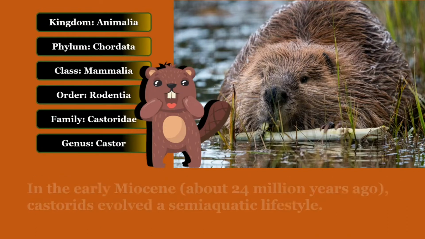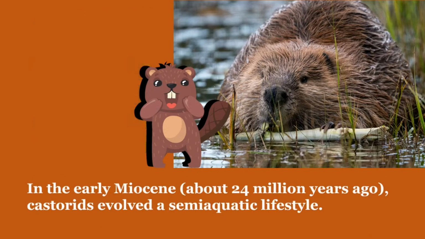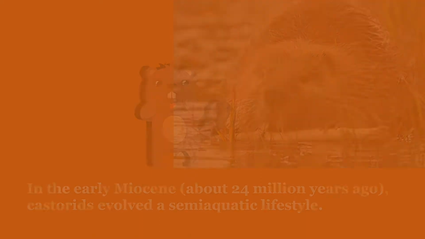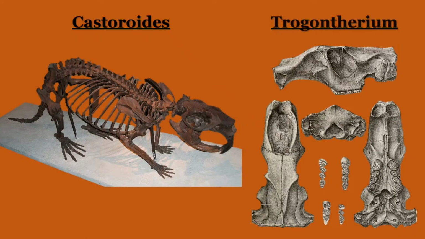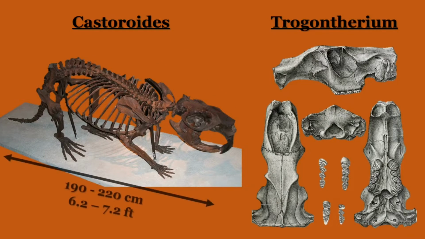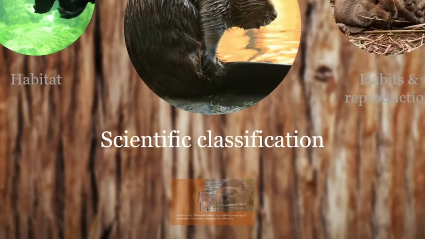early Oligocene. In the early Miocene, about 24 million years ago, Castorids evolved a semi-aquatic lifestyle. Members of the subfamily Castoroidinae appeared around this time, including giants like Castoroides of North America and Trogontherium of Eurasia. Members of this group appear to have been less specialized for aquatic life than modern beavers. Castoroides is estimated to have had a length of 1.9 to 2.2 meters, 6.2 to 7.2 feet, and a weight of 90 to 125 kilograms, 198 to 276 pounds.